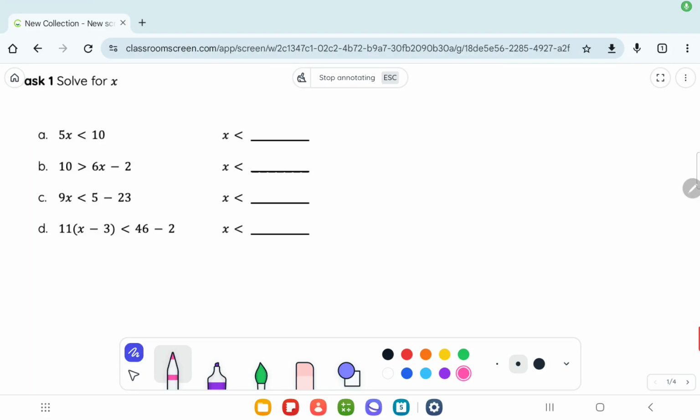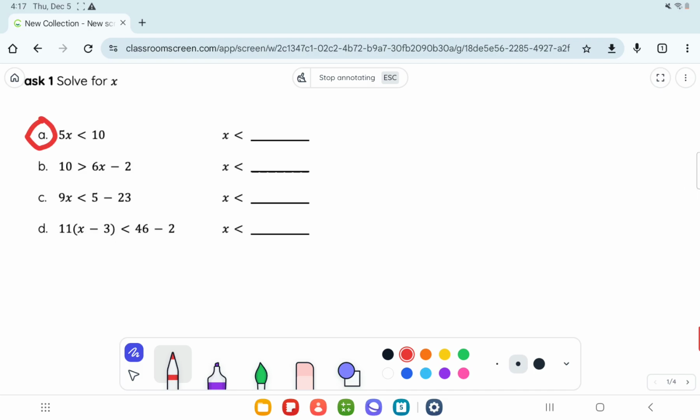So for task one, you're being asked to solve for x. You want to solve inequalities the same way that you would solve equations. So you almost want to pretend like those inequality signs, those greater than, less than, greater than or equal to, or less than or equal to signs, are like equal signs, and just do the same thing to both sides of your inequality that you normally would do for an equation.